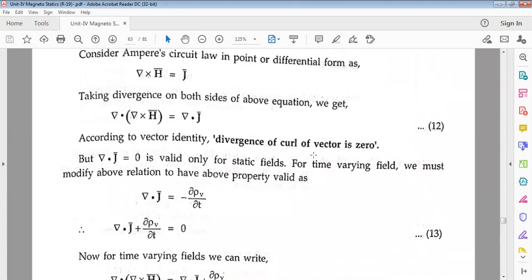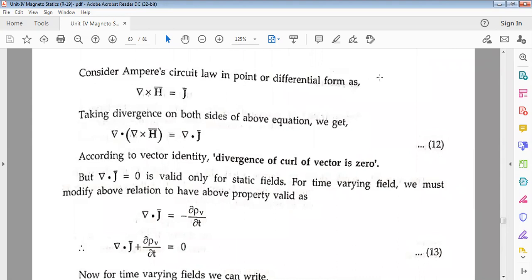And another one, Ampere's circuit law, the point form. Del cross H̄ is equal to J̄. Apply the divergence to both sides. Del dot del cross H̄ is equal to del dot J̄. The divergence of a curl is always 0, so del dot J̄ is equal to 0. This is valid only for static fields and not for time varying fields, my students.